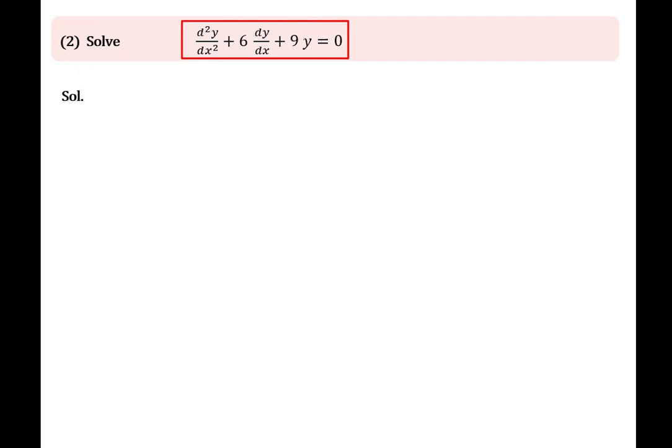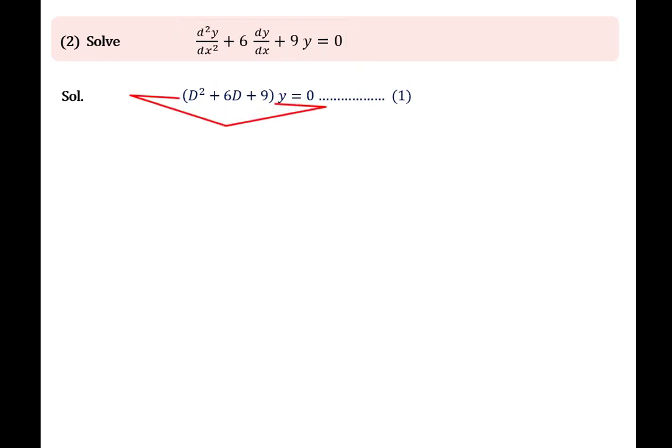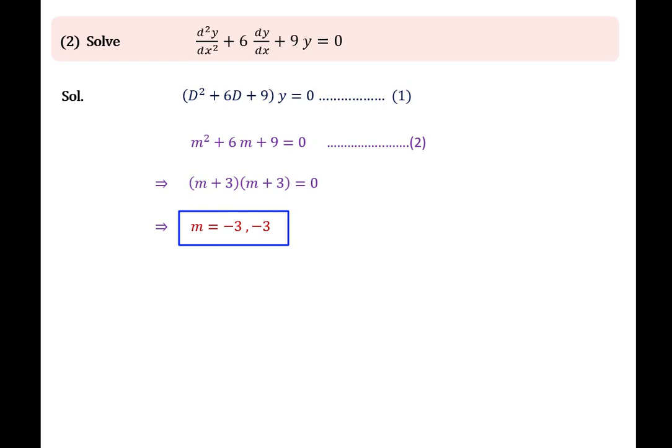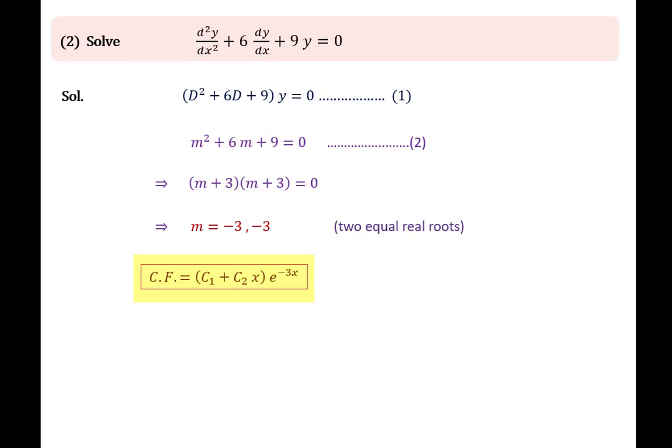The given differential equation can be written as (D square plus 6D plus 9) y is equal to 0. Now the auxiliary equation of differential equation 1 is m square plus 6m plus 9 is equal to 0, which is a second degree polynomial in terms of m. So it has two roots and the roots are minus 3 and minus 3. Here the roots are real and equal. So the complementary function is (c1 plus c2x) into e power minus 3x.